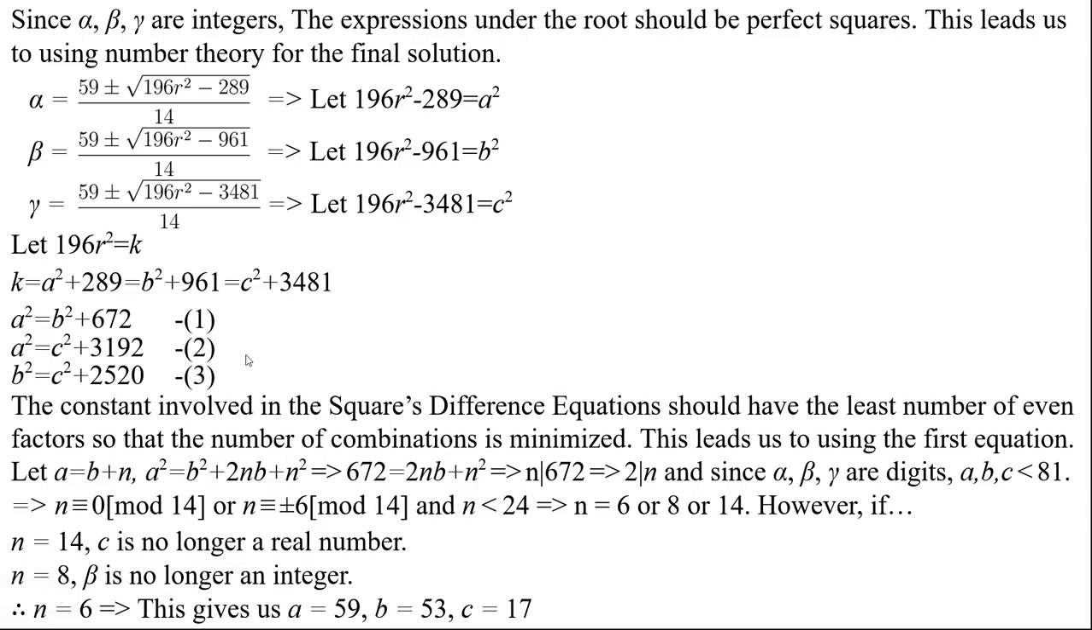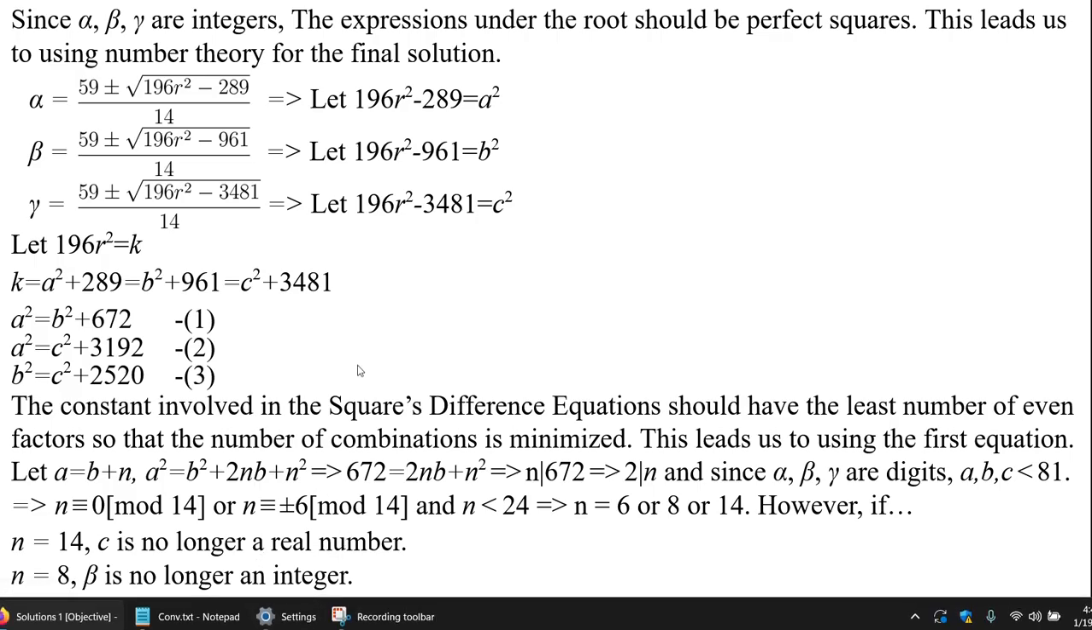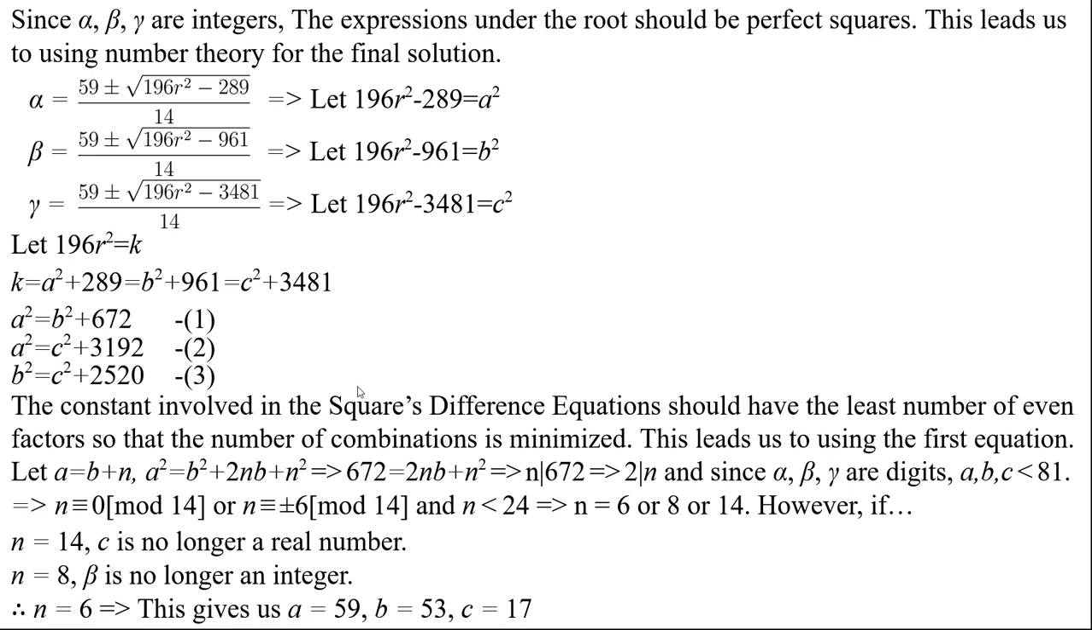And if n is 8, we get b as an even number. And an odd number plus or minus an even number is an odd number, and an odd number divided by an even number is always a fraction. So beta will not be an integer. So the only possibility is n is equal to 6. This gives us the values of A, B, C. A is 59, B is 53, C is 17.